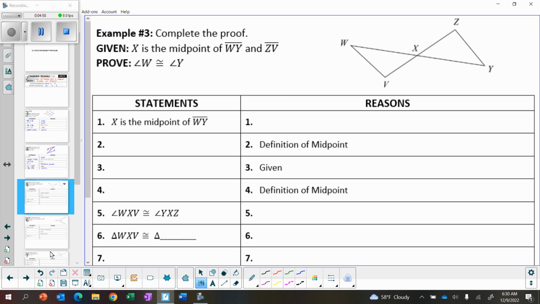All right, another one together. We are given X is the midpoint of WY. So if I'm looking at WY here and X is the midpoint, we know by the definition of midpoint I can make those two segments congruent. So that's WX and YX.